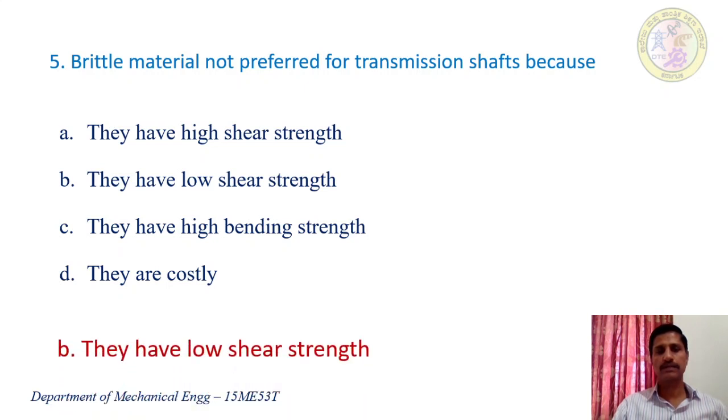The right answer is they have low shear strength. As you know, the brittle materials have a low shear strength. For example, if you take a cast iron, they will have a shear strength of 20 N/mm². So that's why the right answer is they have low shear strength.